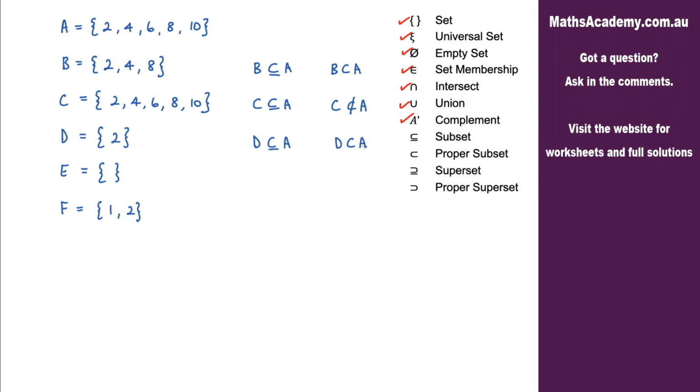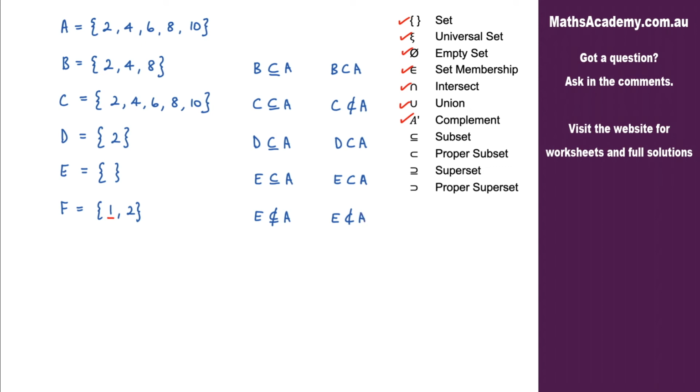Now E is the empty set. The empty set is a subset of every set. So we can say that E is a subset of A. We can also say that E is a proper subset of A. And when we look at F, we see we have this element 1 here, which is not part of A, and therefore we can say that F is not a subset of A. And likewise, we can say that F is not a proper subset of A either.